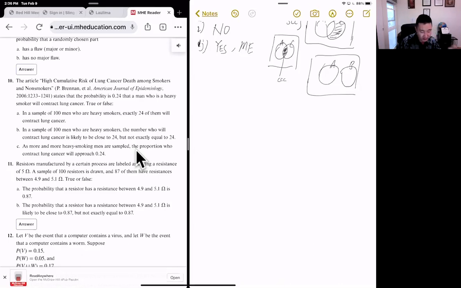So this is the definition of probability. When you increase the sample size, approaching the size of the whole population, it will get closer to that 24%, which is the probability for the whole population.